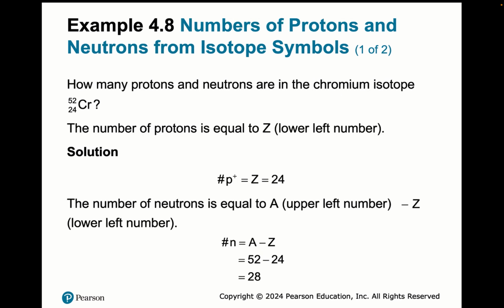Number of protons and neutrons from isotopes. How many protons and neutrons are in the chromium isotope, chromium-52? For protons, it's just the atomic number, which is 24. The number of neutrons is just the top number minus the bottom number, so that's 28 neutrons. The mass number minus the atomic number.